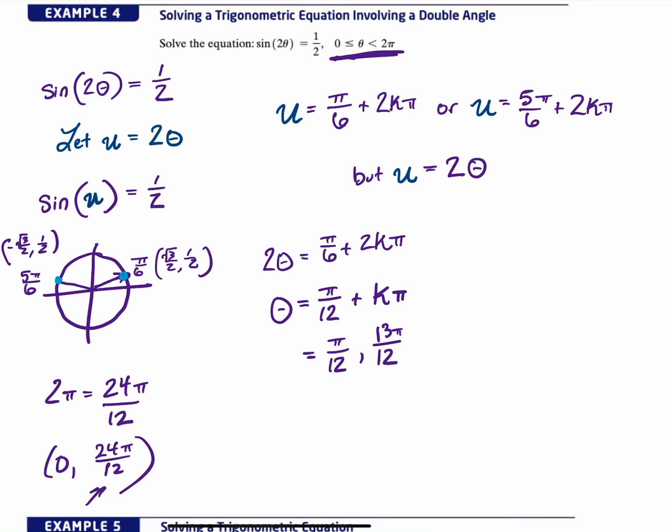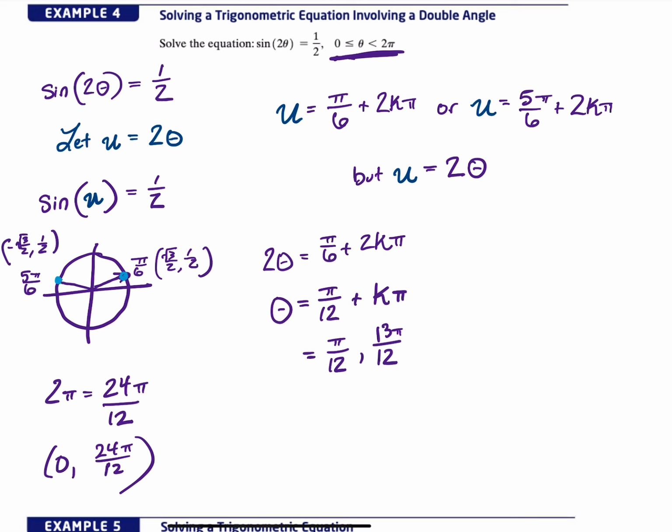If I add another 12 pi over 12, so add another pi, that would push us beyond 24. We would get 25 pi over 12. Let me just write that out, just to be sure. If we have 13 pi over 12, and we want to add another pi, so 12 pi over 12, yeah, that would be 25 pi over 12, which is beyond 2 pi. So we'll have to stop there.